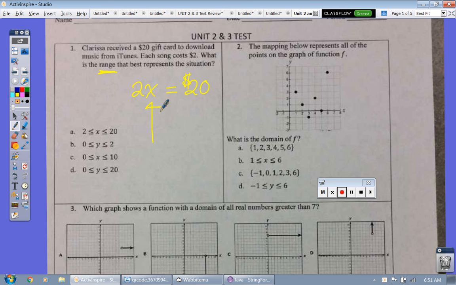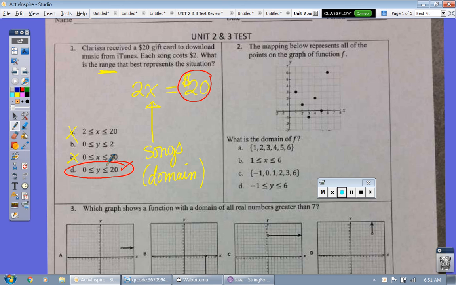Remember, this is the input. That is what you're putting into the problem. Those are the songs. The songs are the input, or the domain. The question is asking what is the range, so you cannot use the songs, so we're not using anything that deals with X. So then the question is, what is the value of the Y? What is the maximum amount that I can spend? Well, the maximum amount I can spend is $20. The minimum I can spend is 0, if I do 0 songs. So there you go, the answer is D.